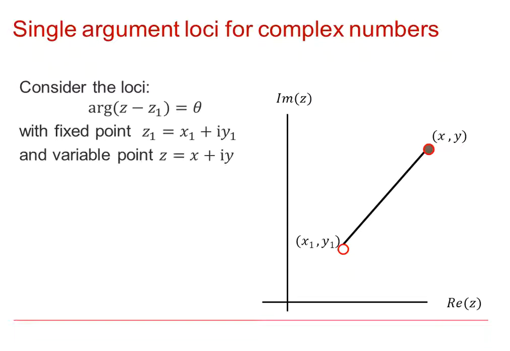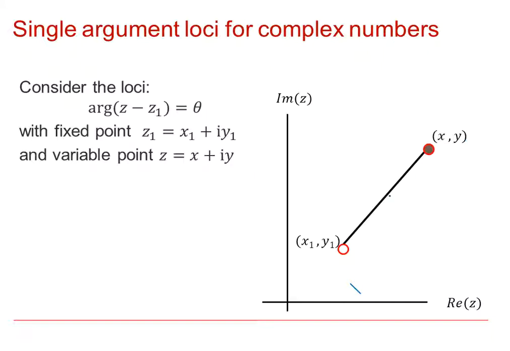So here we have a single argument definition of a loci. The argument of z minus z1 equals theta. So z1 is a given fixed point shown on the diagram by x1, y1. Z is a loci point shown on the diagram by x, y, and we need the argument of z minus z1 to be exactly the given fixed angle theta.